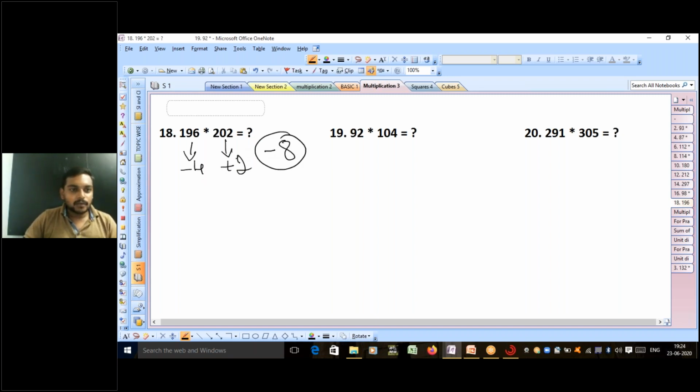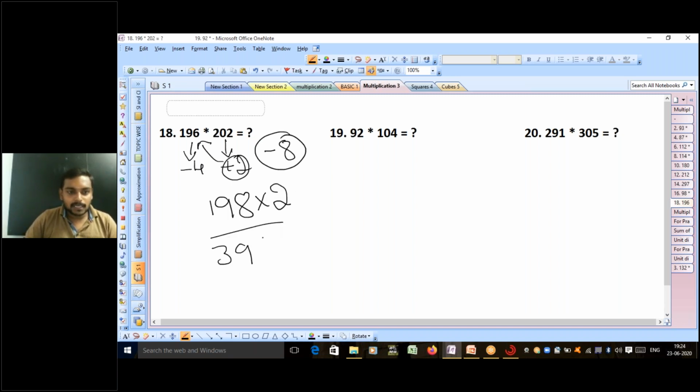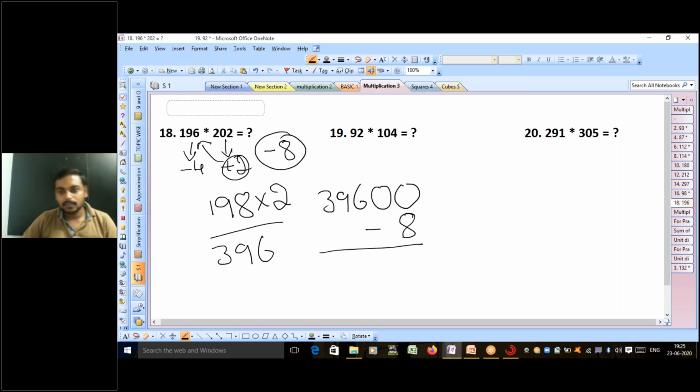It means we have to subtract. So just add 2 to 196. We'll get 198 and then we have to multiply this number by 2. Why? Because we have taken the base as 200. So 198 into 2 is equal to 396. In front of that number, just put 2 zeros, then you have to subtract 8. This is the concept. So 39592.